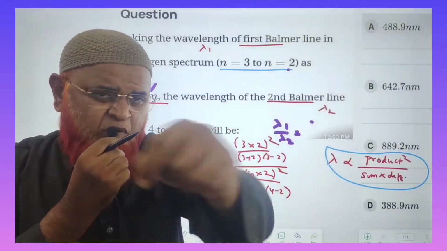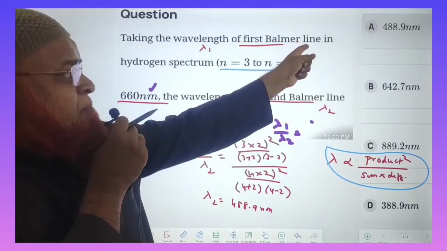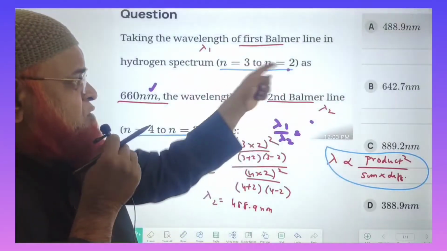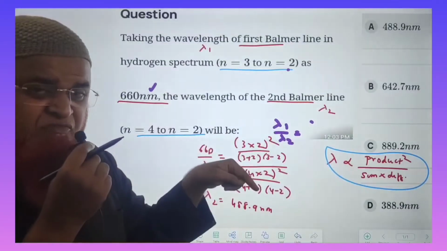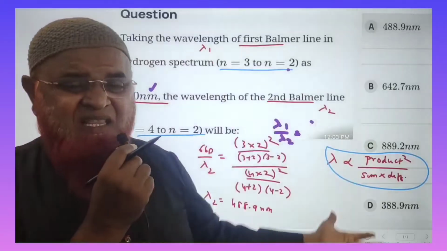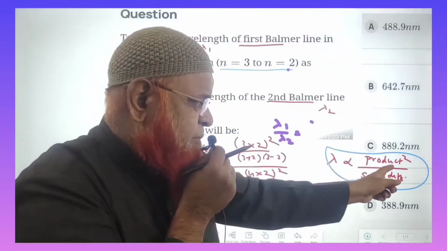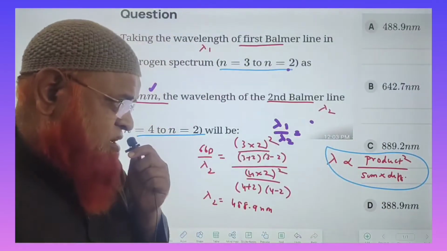Not necessary. I've got a shortcut for you. It is a case of wavelength ratios of Balmer series whose transition is from n equal to 2 to 3, I mean 3 to 2. Again in the second line also it is from n equal to 4 to 2 in the same case of Balmer series. You can see the lengthy methods, but there is a shortcut for you. Wavelength is directly proportional to product whole square divided by sum into difference. This is my shortcut here.